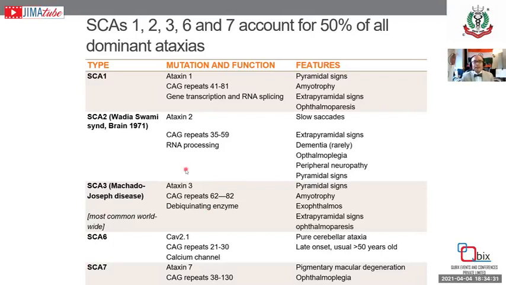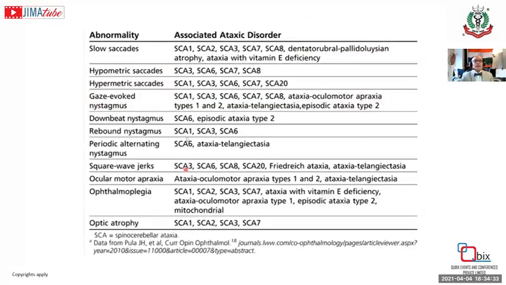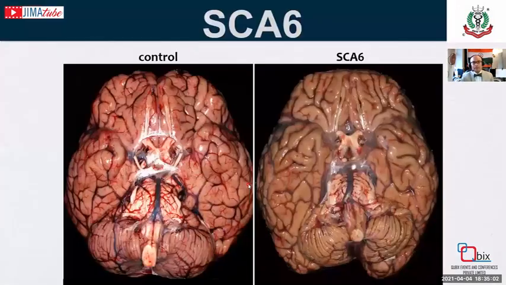It is at times possible to obtain some clues from eye movement examination. If you get slow saccades, you're thinking of these types of ataxias, SCA 1, 2, and you can read that. There are 48 types of SCAs that we have identified so far. So slow saccades, hypometric saccades, hypermetric saccades, gaze-evoked nystagmus, downbeat nystagmus, and so on and so forth, help you get an idea of which genes to look for. I'll be coming to that.